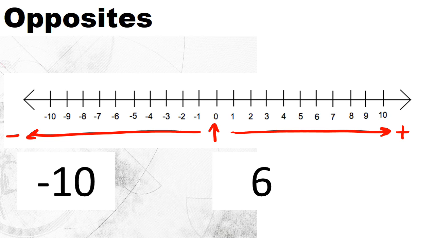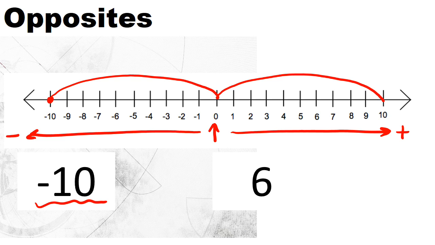And so we're going to try to figure out what is the opposite of a number. So we're going to take a look at what is the opposite of negative 10. So let's go ahead and mark negative 10 on our number line. So the opposite of negative 10, we know that this is 10 spots away from 0. What is another number that is 10 spots away from 0? We know that is positive 10. So we say that the opposite of negative 10 is positive 10.